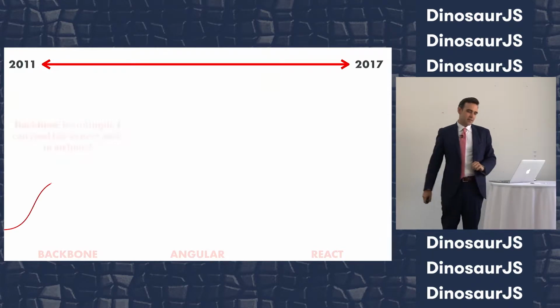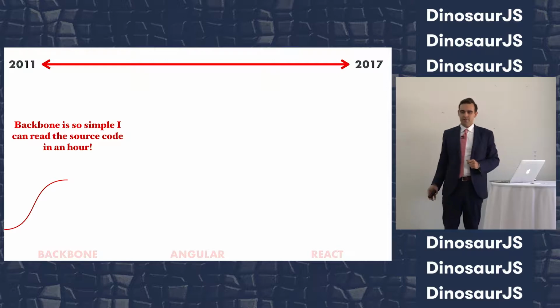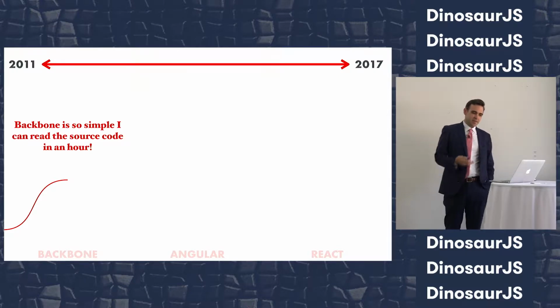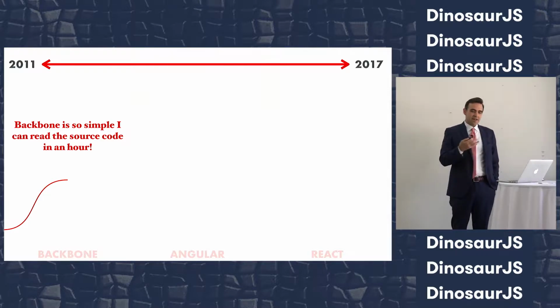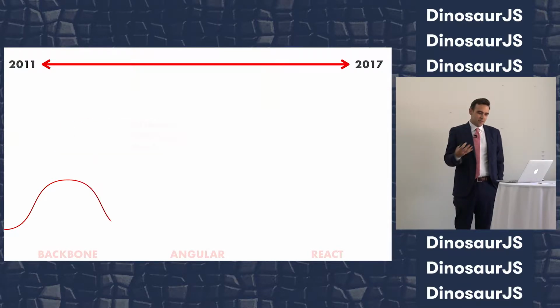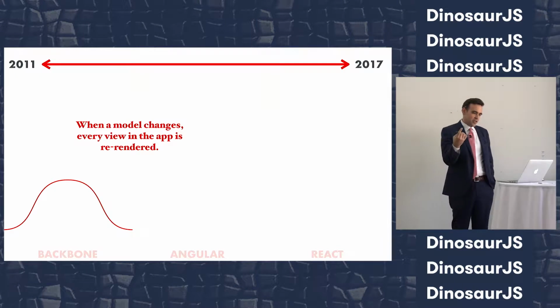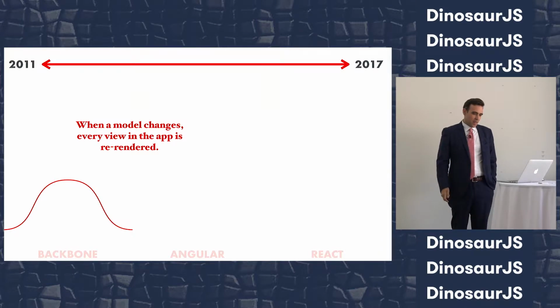So in 2011, the cutting edge of web app technology was Backbone. And I remember talking to people, and they would say things like, I really love Backbone's simplicity. I can clone the repo from GitHub, read the source code, and understand it all in an hour. But after building a big enough app, it would get slower and slower, and they would discover that just one model changing caused the entire app to re-render. And worse, no one on the team understood how the app works.